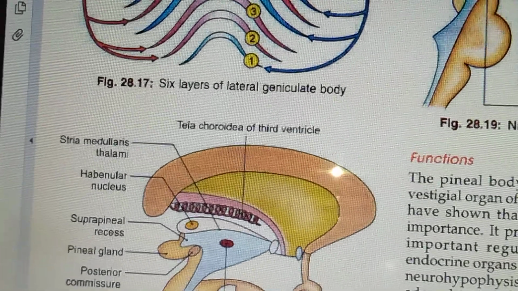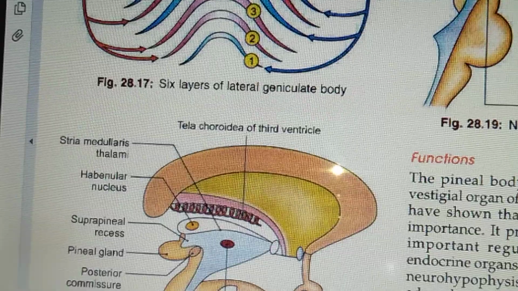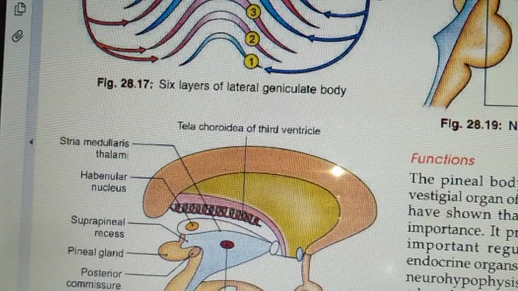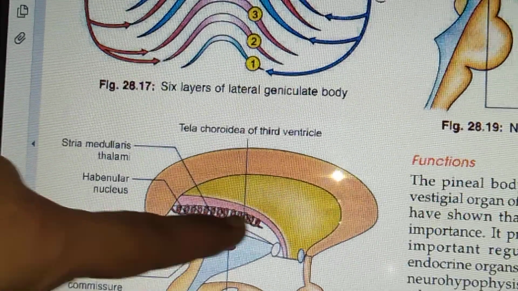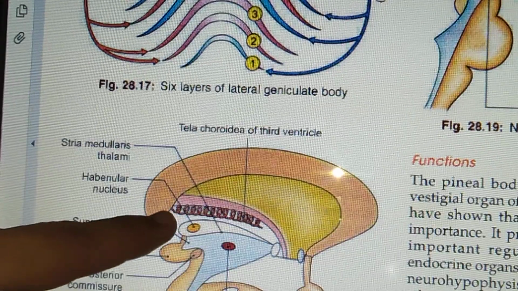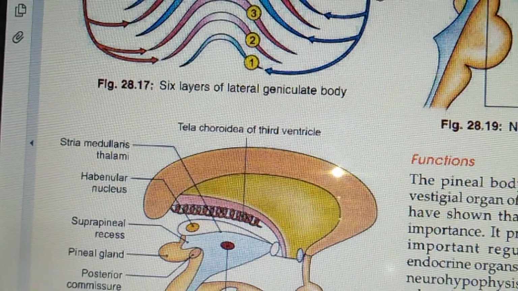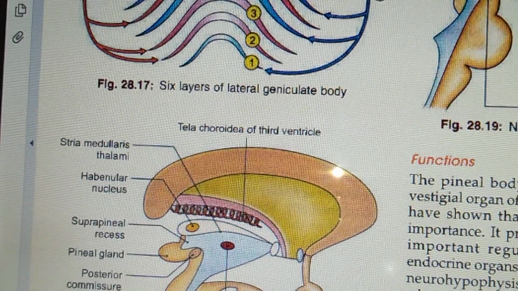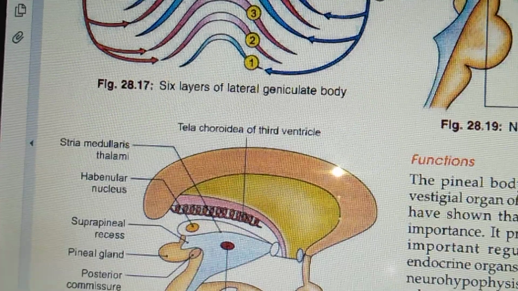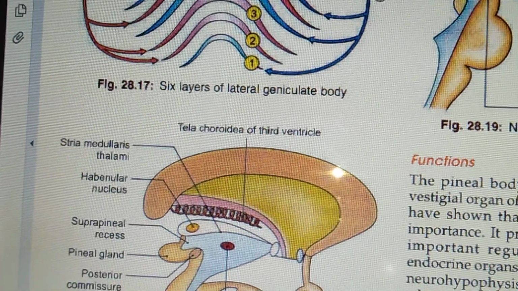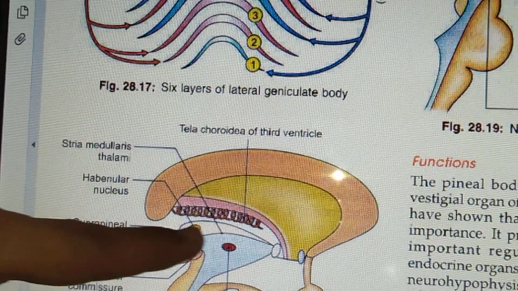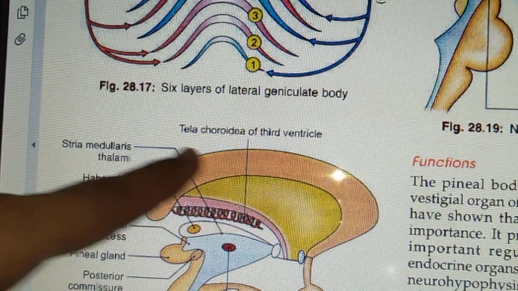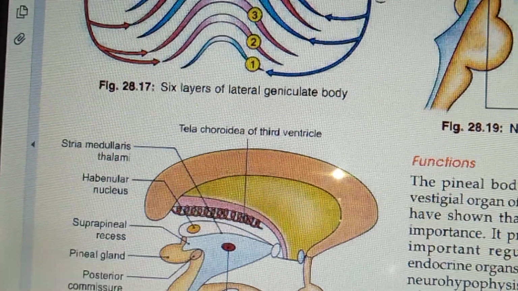Here you can see the relation of the medial extraventricular part, which is covered by the tela choroidea of the third ventricle, right? It is limited laterally by the caudate nucleus, the stria terminalis and thalamostriate vein, and medially by the habenular stria, right? Habenular stria means the stria medullaris thalami, that you can see here. Here you can also see the habenular nucleus. So these are the structures in relation.